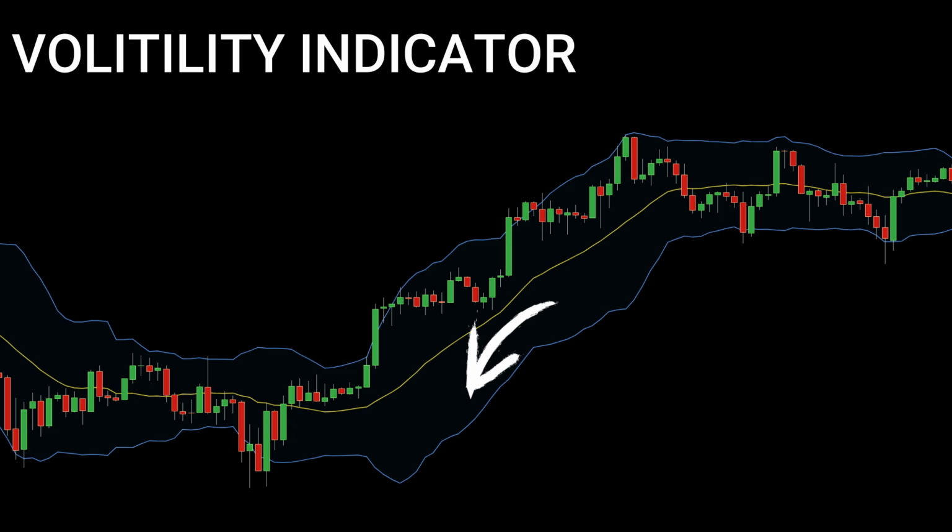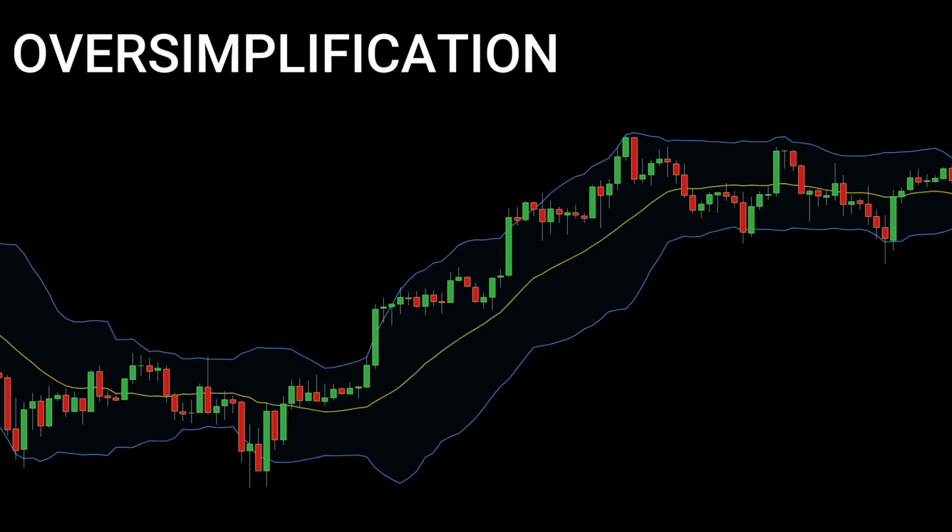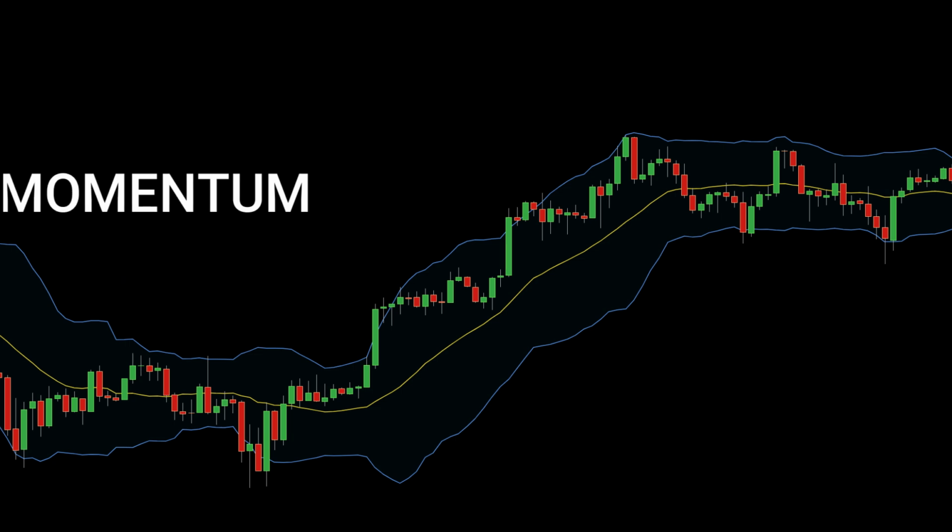Now, the foundational myth that's often taught is, well, sell at the upper band, buy at the lower band. And that's presented as a pretty simple oversold, overbought trading strategy. And the logic makes sense, but it's a massive oversimplification because it completely ignores the single most important factor in the market, momentum. And here's the truth.